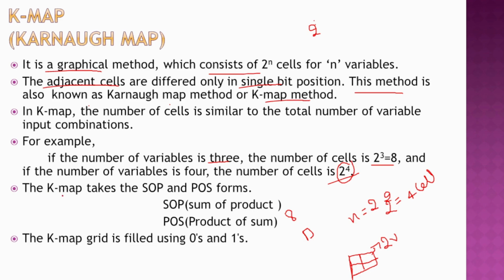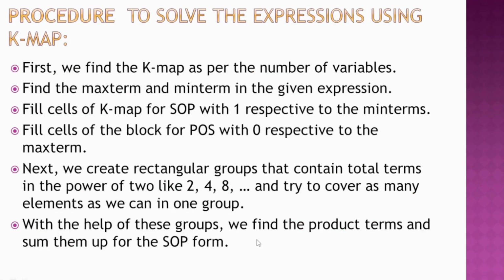The K-map takes the form of the sum of product method and the product of sum method. The K-map grid is filled with either zeros or with 1. Procedure to solve an expression using the K-map: the first step is to find the number of variables used in the given expression. Then find the maxterm and minterm in the given expression.